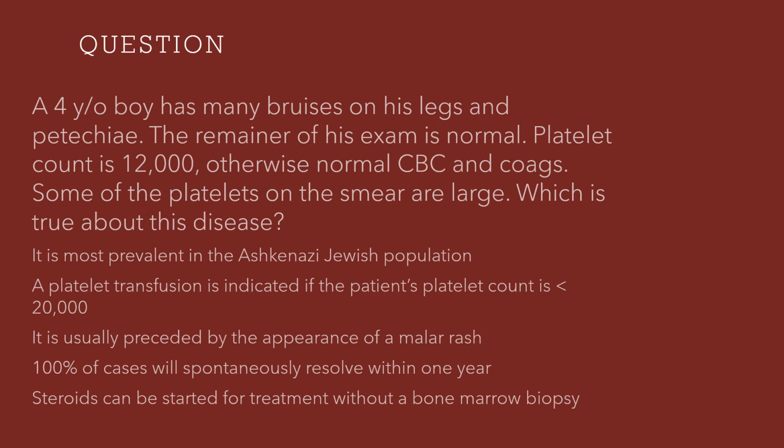So this patient has ITP because of his isolated thrombocytopenia and petechiae. The answer choices, it is most prevalent in the Ashkenazi Jewish population.